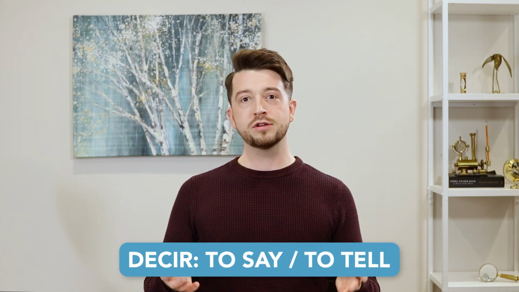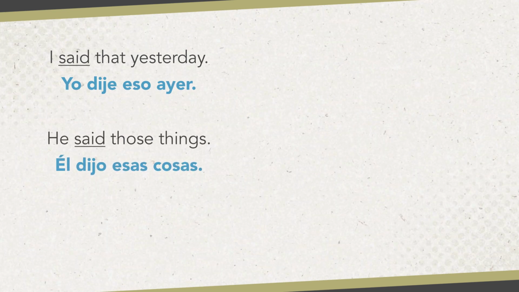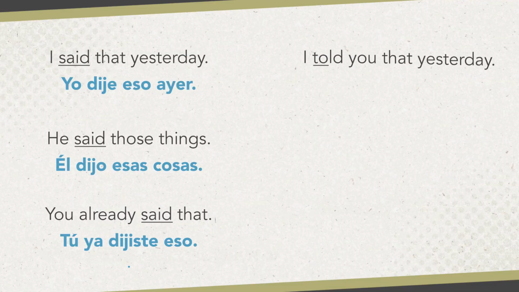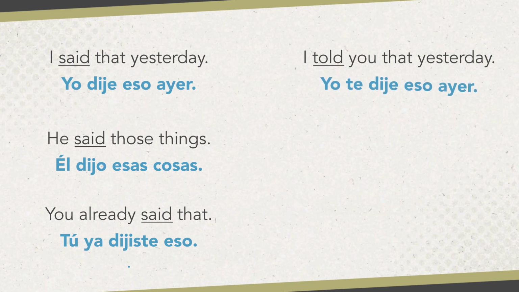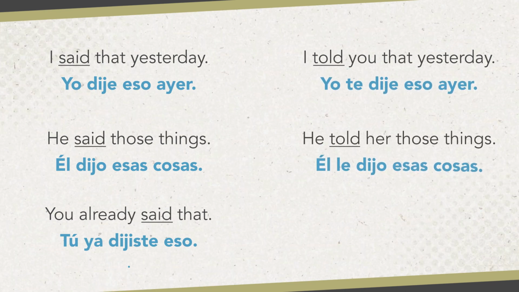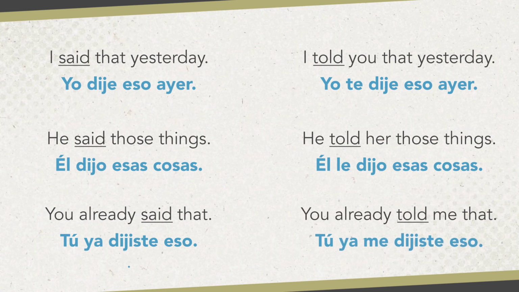For example, let's look again at these 3 sentences that we looked at earlier. I said that yesterday. Yo dije eso ayer. He said those things. Él dijo esas cosas. You already said that. Tú ya dijiste eso. Okay, now let's change them all slightly. I told you that yesterday. Yo te dije eso ayer. He told her those things. Él le dijo esas cosas. You already told me that. Tú ya me dijiste eso.